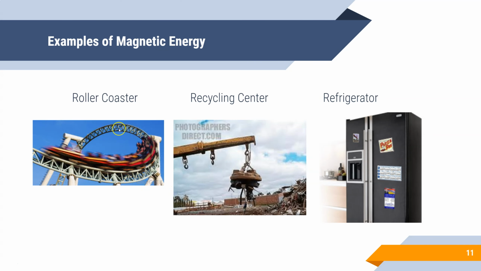So, some examples of magnetic energy in the real world. Did you know that roller coasters oftentimes use magnetic energy as it's moving across the steel? Or even a recycling center. I know I showed you a picture of something like this before, where they have a gigantic magnet that can literally lift up an entire car. Or even a refrigerator has magnetic energy as well. You can stick magnets right on a lot of refrigerator doors like this, for example.